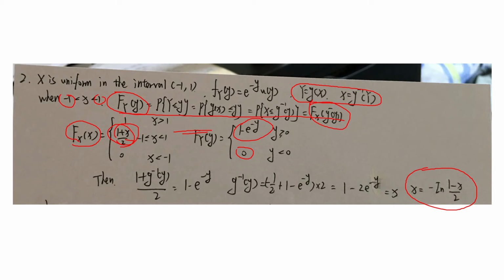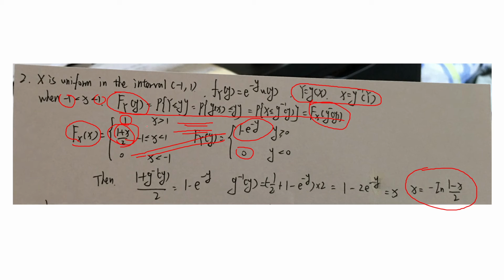And then we should use F_x(x) equal to 1 when x is greater than 1, equal to this part. So we can find what y looks like when x is greater than 1, and we also need to find what y looks like when x is less than -1.